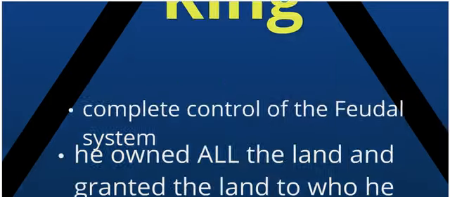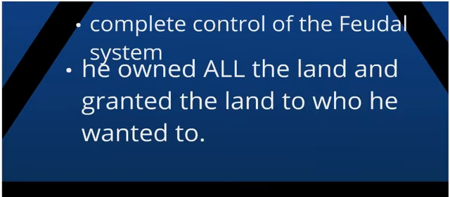At the top you have the king. He has complete control of the feudal system, and he owned all the land in the kingdom, but he then granted some of his land to the people he wanted to, and in return they would give him certain things.